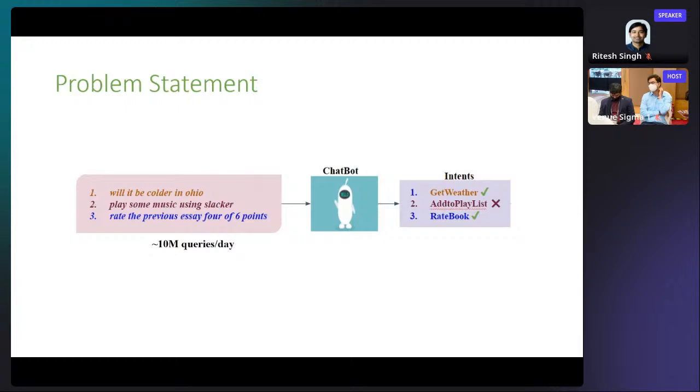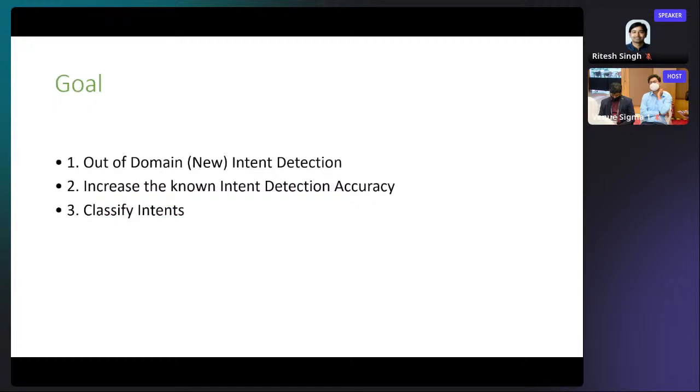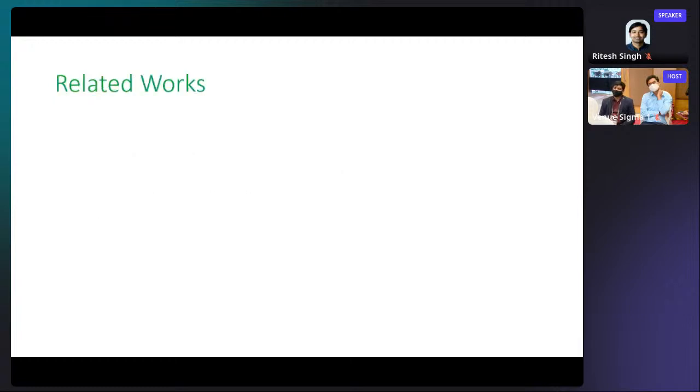So our goal is to detect out of domain intents. We also want to increase the known intent detection accuracy. Earlier, in the last 2 decades, researchers have been working on this problem in different directions.